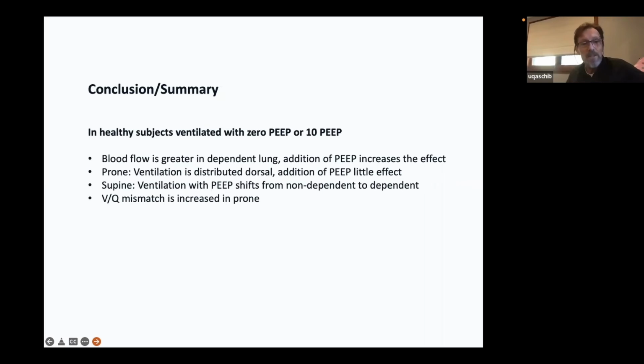But you know that the VQ mismatch is increased in prone initially because we open up lung that's not yet perfused. So we see a ventilation perfusion mismatch, but that doesn't necessarily apply in the diseased lung. In the diseased lung, we have to image it. And without, we can't tell exactly what's happening within the lung.